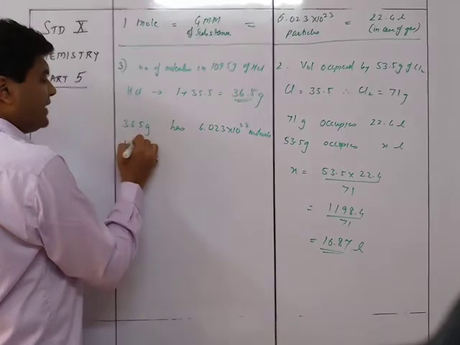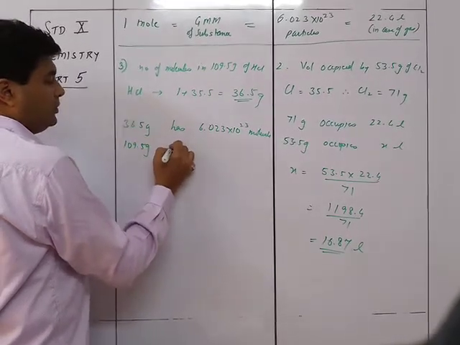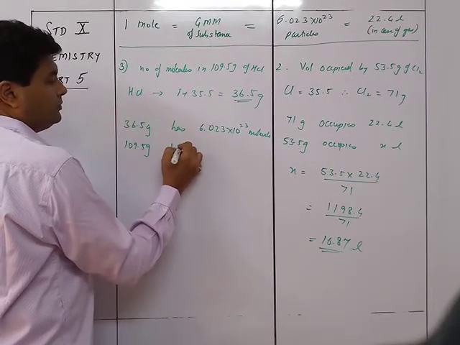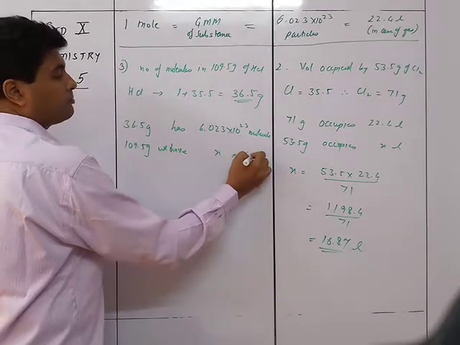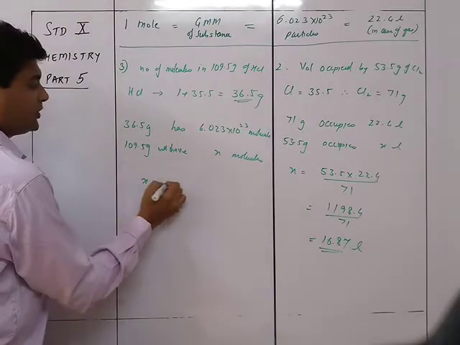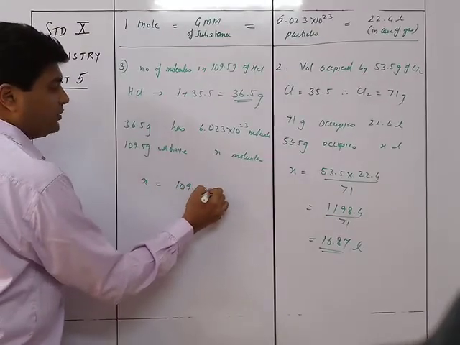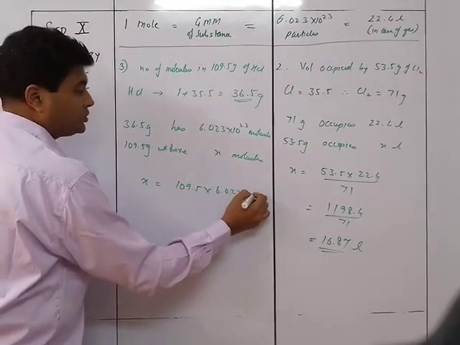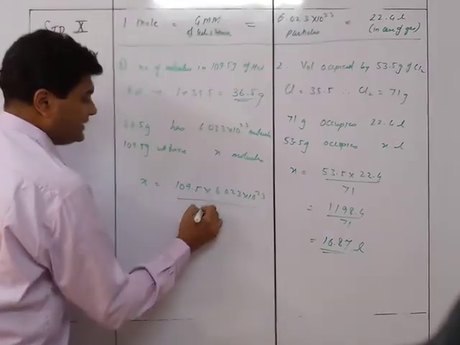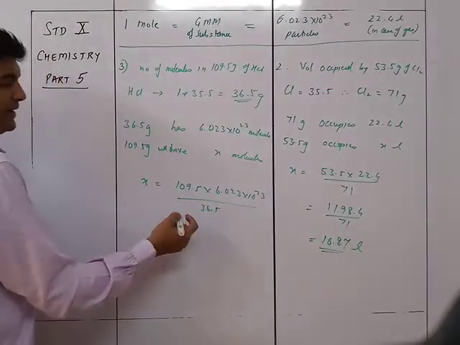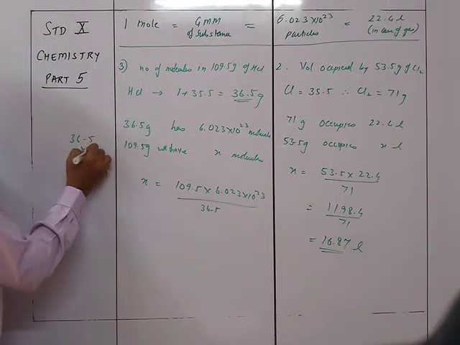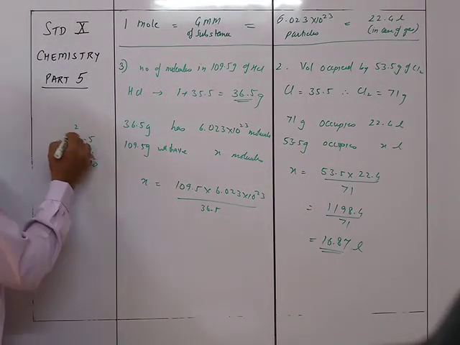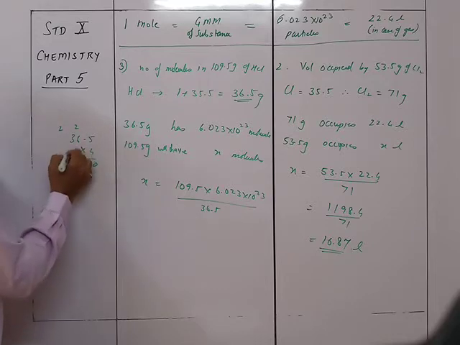Therefore 109.5 grams will have X molecules. So we get X equals 109.5 into 6.023 into 10 raised to 23 upon 36.5. Now 36.5, I think 4s should work out. So 36.5 into 4: 5 4s are 20, and 24, 25, 26, and then 12, 14.